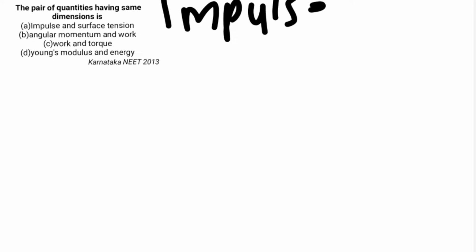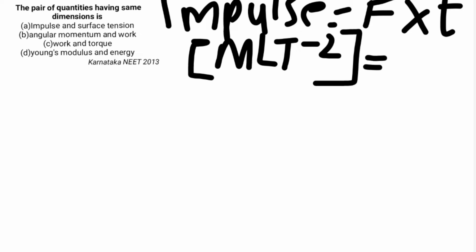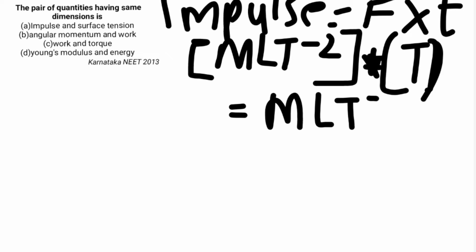The first quantity is impulse. What is meant by impulse? To find impulse, we know the equation is force into time. We have to know the dimension of force and time. The dimension of force is MLT raised to minus 2 and time is T. Therefore, the dimension of impulse is MLT raised to minus 1.